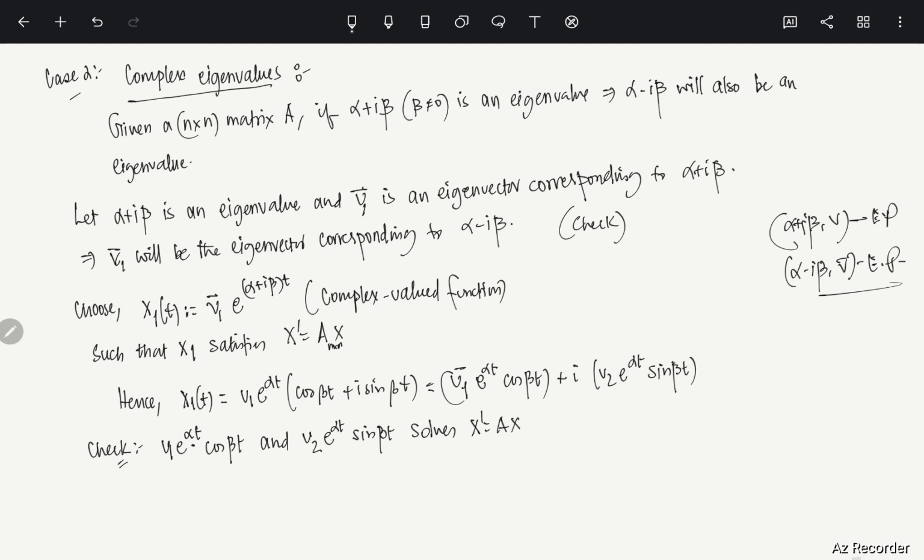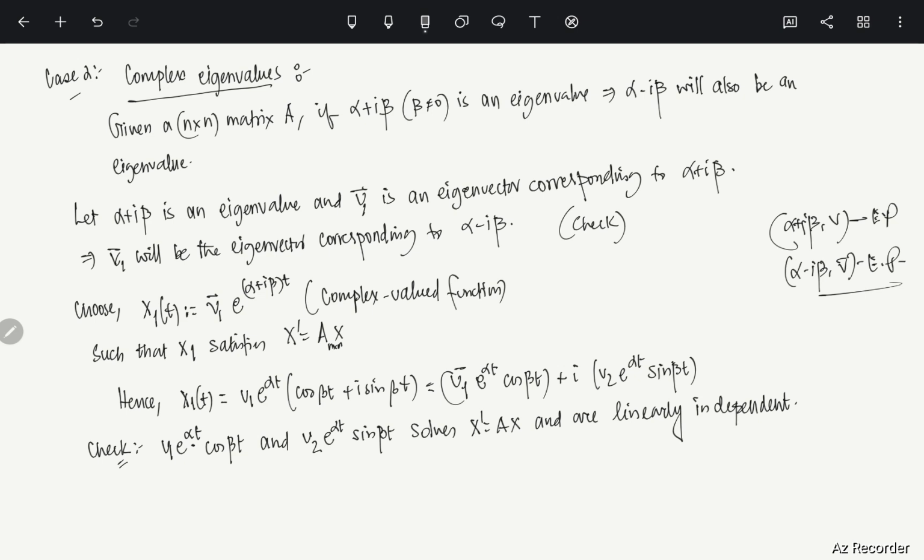You remember this sort of thing we did earlier also. So basically, if a function at plus ibt solves the linear equation x prime equals to ax, then at and bt individually solve the equation. So they are real valued functions and they solve the equation, and are linearly independent. I hope this is not a very difficult thing for you to check. So please check this part.